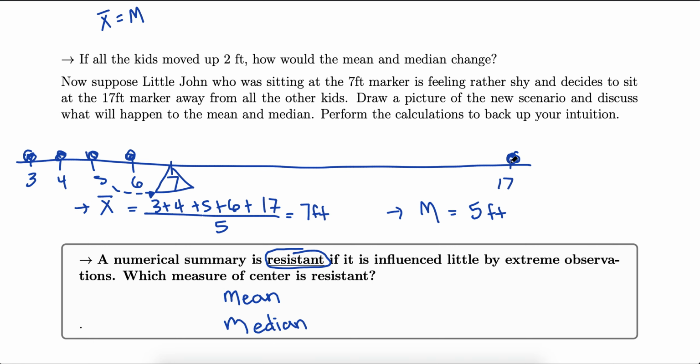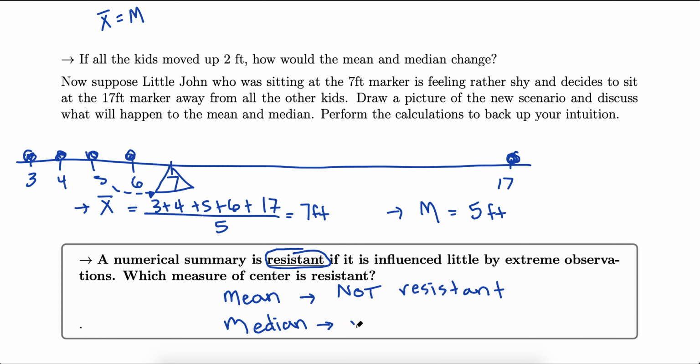If I changed little John's position to 17 million feet, what's going to happen to the mean? It's going to have to shift way over here to balance little John out at 17 million. What about the median? The median's still going to be 5. I still have 2 points below 5. I still have 2 points above 5. One of them's just really, really, really far above it. So mean is changing as those extreme observations change. So the mean is definitely not resistant to changes in the extreme observations.